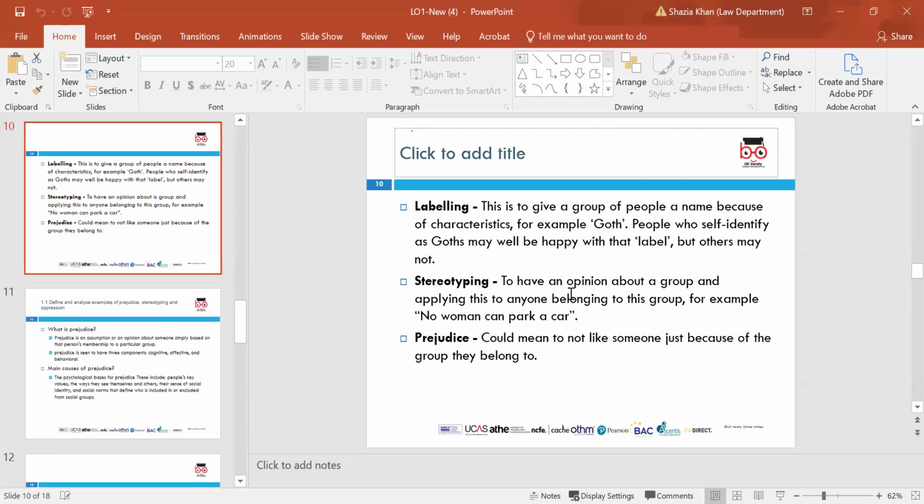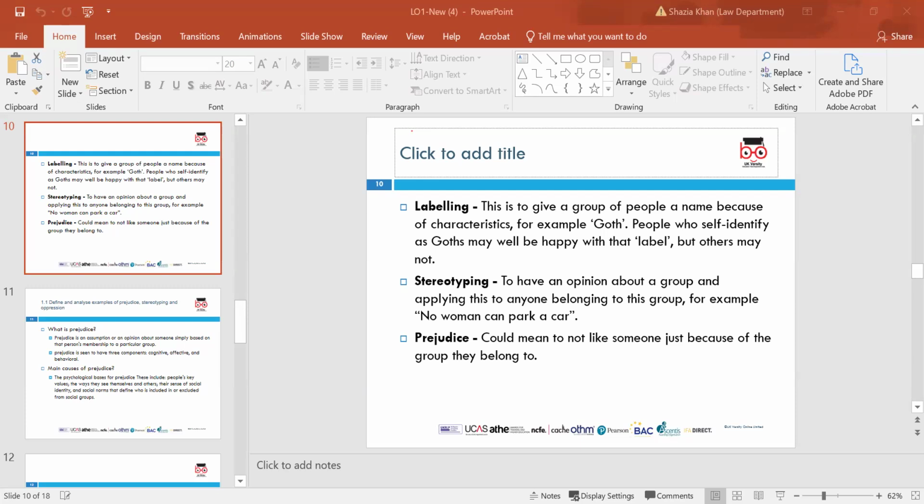So the first one is labeling. Labeling is to give a group of people a name because of their characteristics. For example, someone who dresses all in black, is a goth, and wears black lipstick and black nail polish. That person has their own identity as a goth. Us labeling that person as goth is a form of negative discrimination.